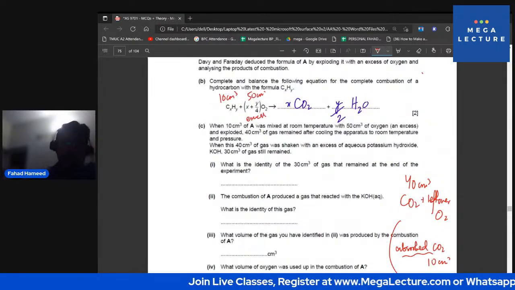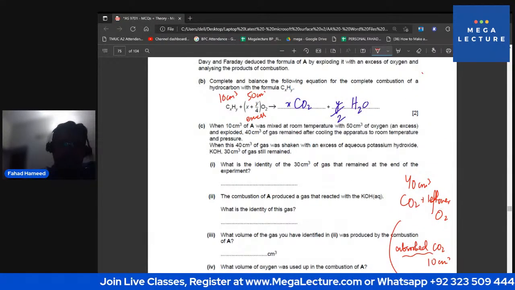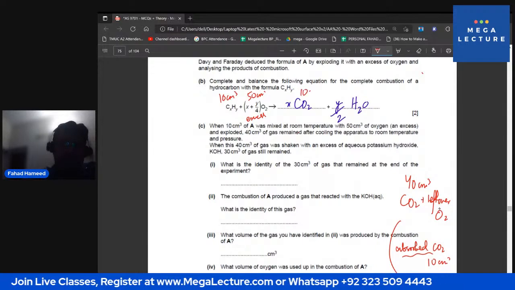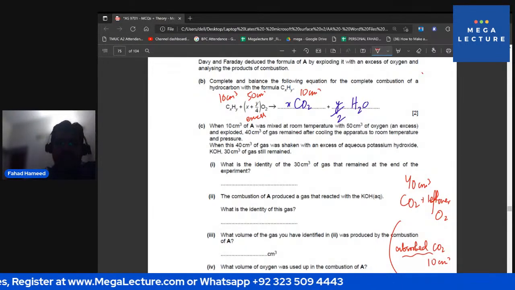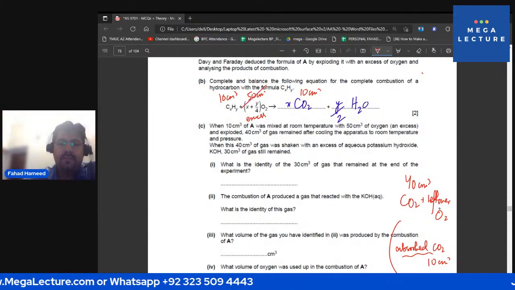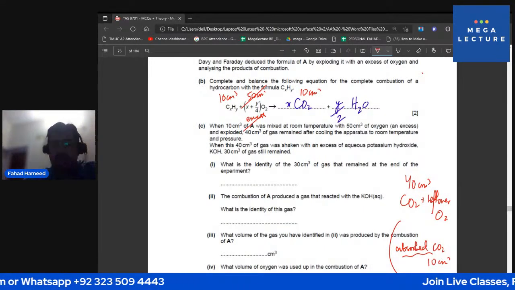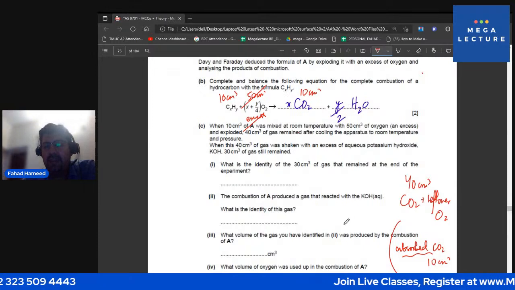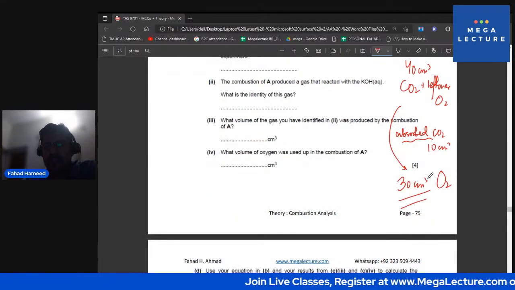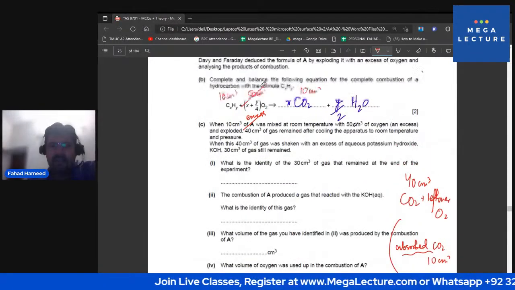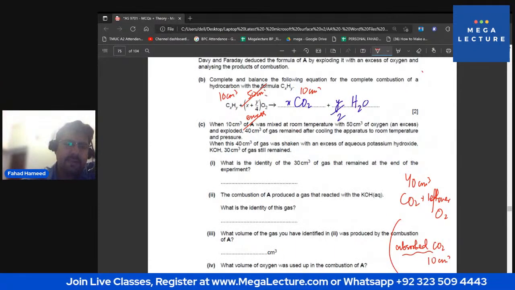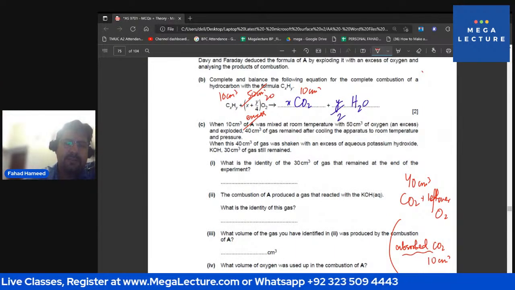So we're going to plug all those values in. The amount of carbon dioxide that's being produced is 10 cm cube, and for the oxygen, you added 50, and the question states that at the end 30 cm cube is still remaining. So that means only 20 is actually taking part in the reaction. So what's the whole number ratio? It's going to be 1 ratio 2 ratio 1.